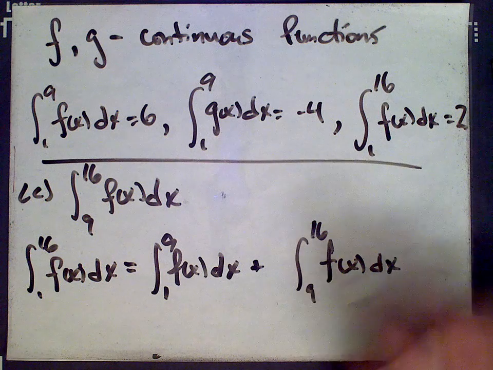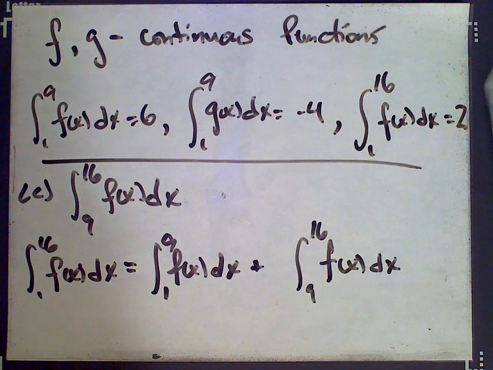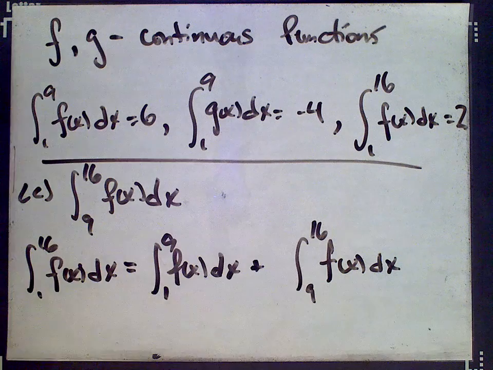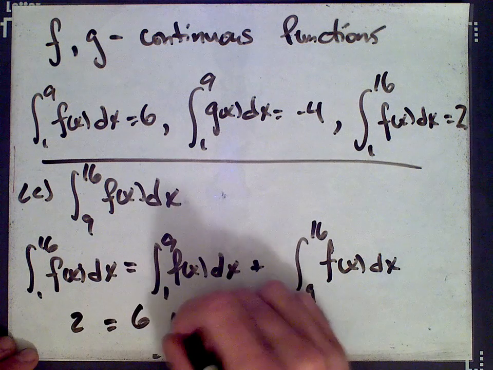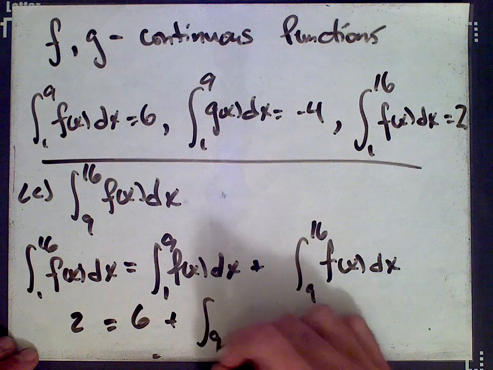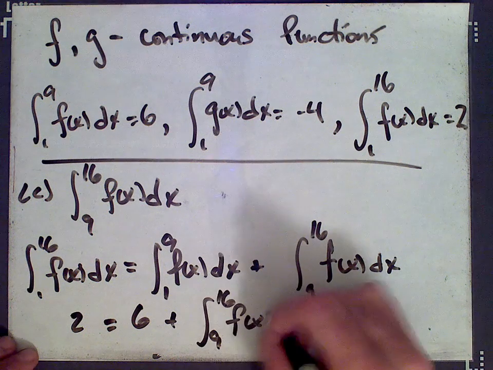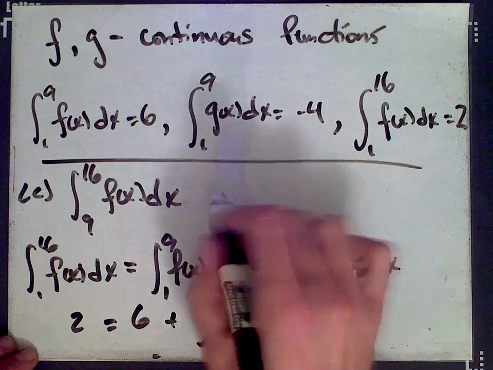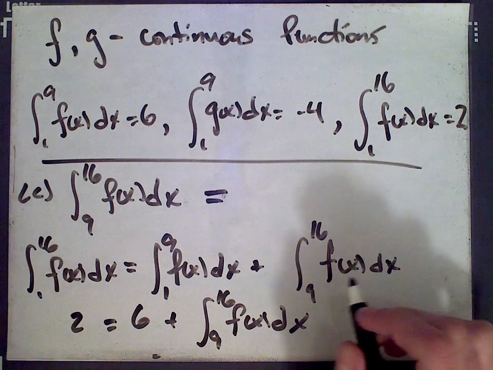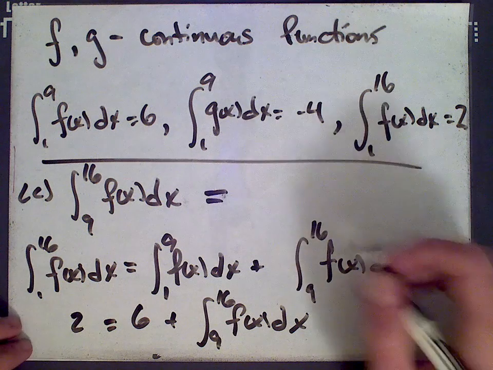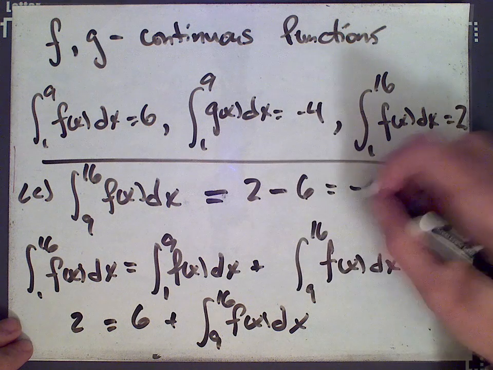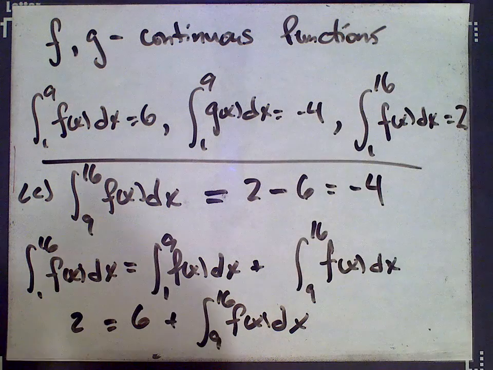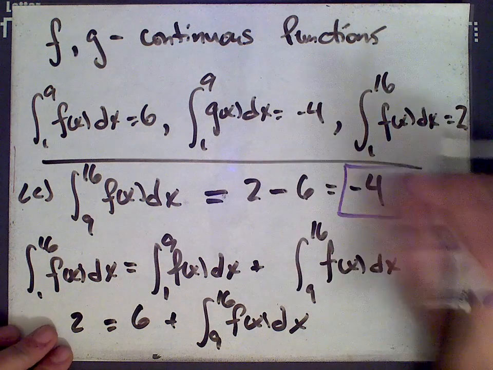Let's fill in the numbers we know. 1 to 16 is 2. So we get 2 equals 1 to 9 is 6, and then plus the thing we're looking for, which is 9 to 16 f of x dx. So finally, we get that the integral from 9 to 16 of f of x dx is 2 minus 6, which is -4. Okay, and that's the answer to part C.